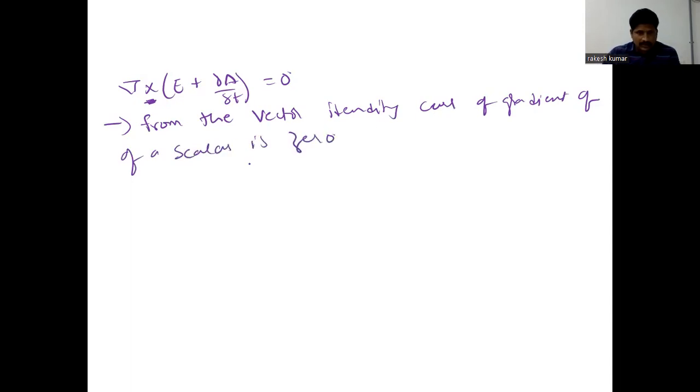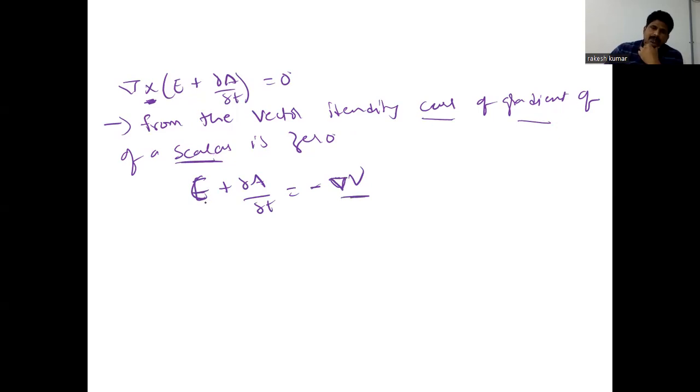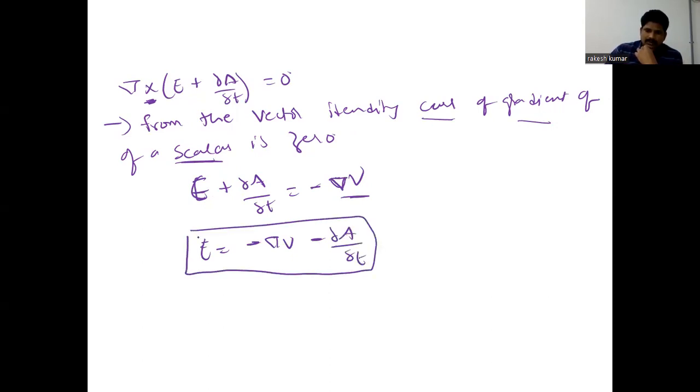So it is clear that E plus dou A by dou t is equal to minus del V. It is clear that the curl of the gradient of a scalar is 0. So E plus dou A by dou t is equal to minus del V. From this, E is equal to minus del V minus dou A by dou t.